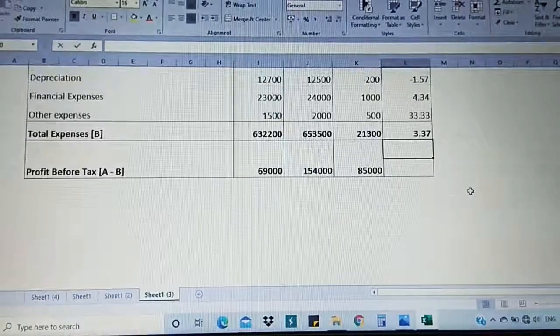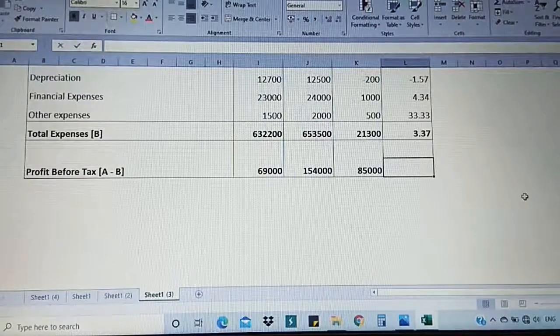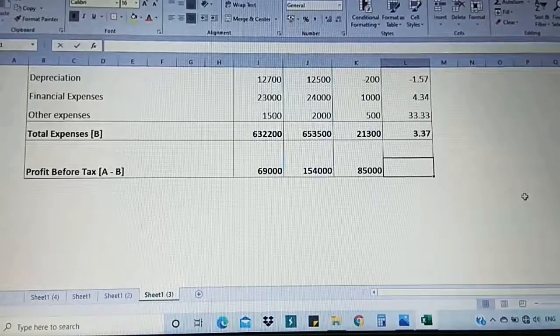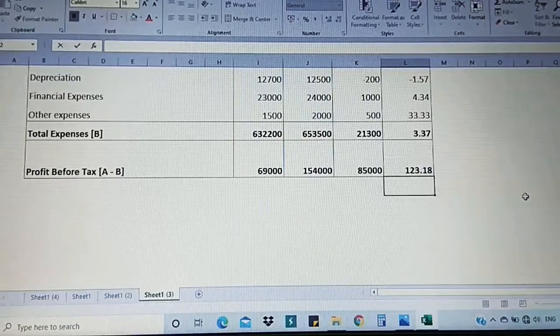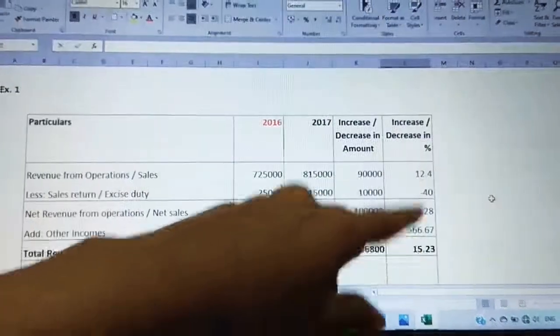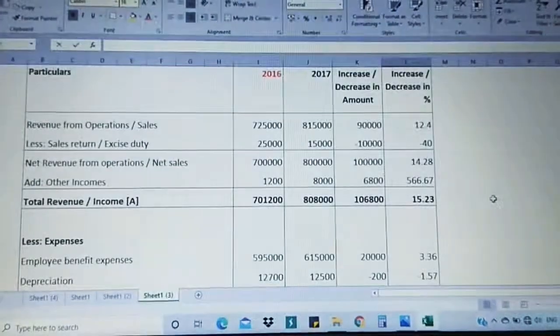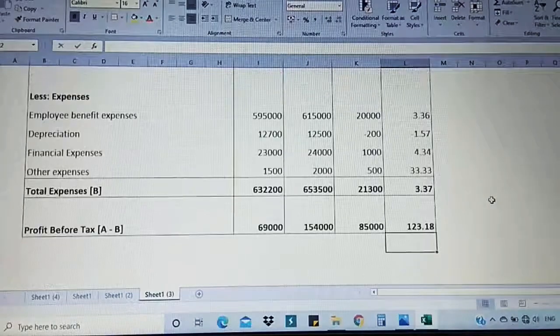This is the simplest calculation which we have come across over all the chapters. This chapter is very simple. 85,000 divided by 69,000, percentage 123.18. Now just observe, you people are supposed to show the decimals. Never ever skip the decimals. Clear? That's all we have just completed. See, it's very simple.